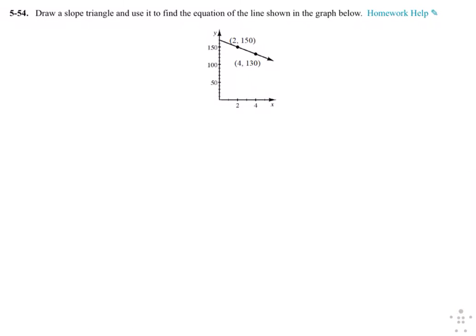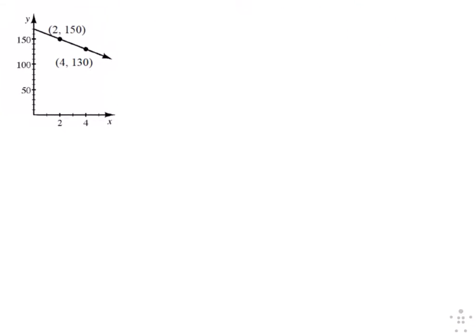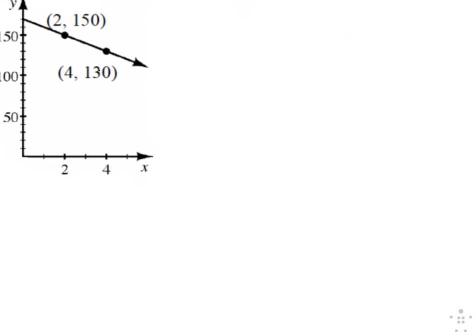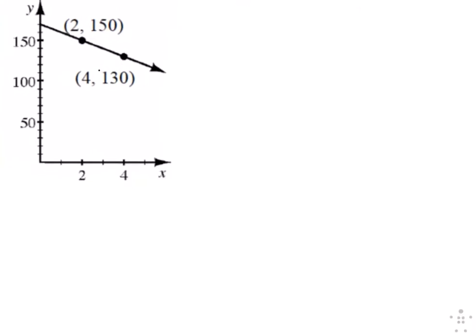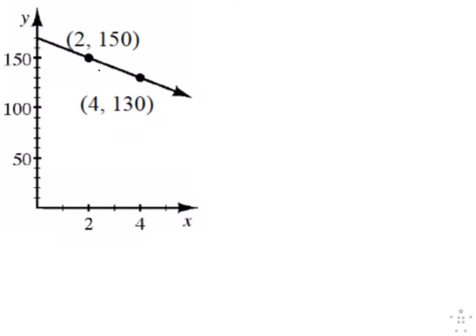Okay, this 54 says draw a slope triangle to find the slope and use it to find the equation. So basically we're going to draw a slope triangle and then use it to find the slope and then write the equation. Okay, so I am going to first make this bigger so I can draw a slope triangle, right? So first, let's take a look.